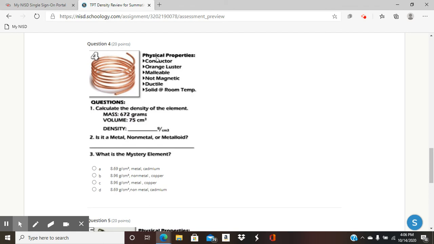Question number 4, the physical properties: it is a conductor. It has an orange luster. It is malleable. It's non-magnetic, but look, it's ductile, and it's solid at room temperature. So you're going to calculate the density of the element. I give you the mass, I give you the volume, solve for density. By your physical properties, you're going to tell me if it is a metal, non-metal, or metalloid. What is the mystery element? Look at the density number, go back to the periodic table, and look underneath the symbol, look for the number, and that will be your element.